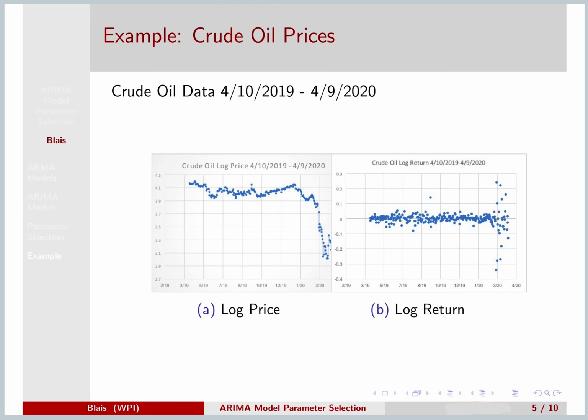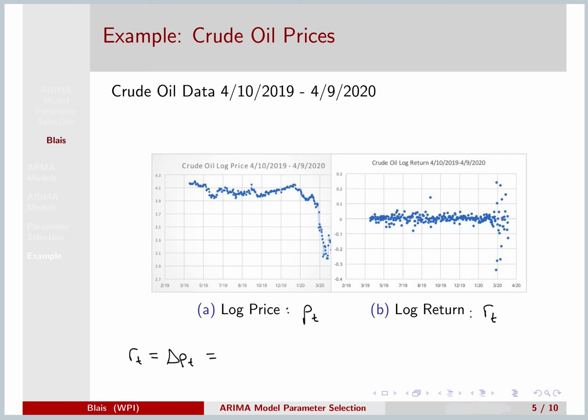To give an example with some real data, if we look at crude oil, this is crude oil data for April 2019 to April 2020, and we see here in the left-hand plot we have the log price of crude oil, and in the right-hand plot we have the log return. Now remember, we know that the log return, we usually denote as r_t, and the log price, we usually denote as little p_t. And we know that the log return is the first difference of the log price.